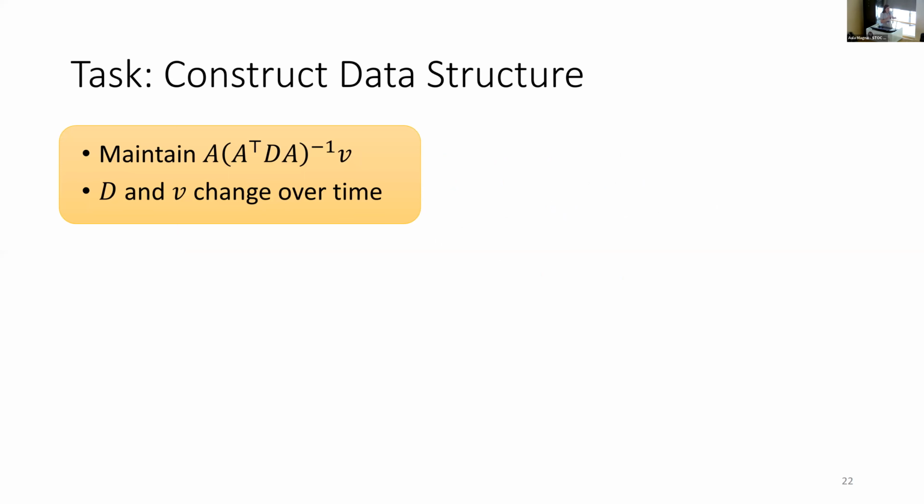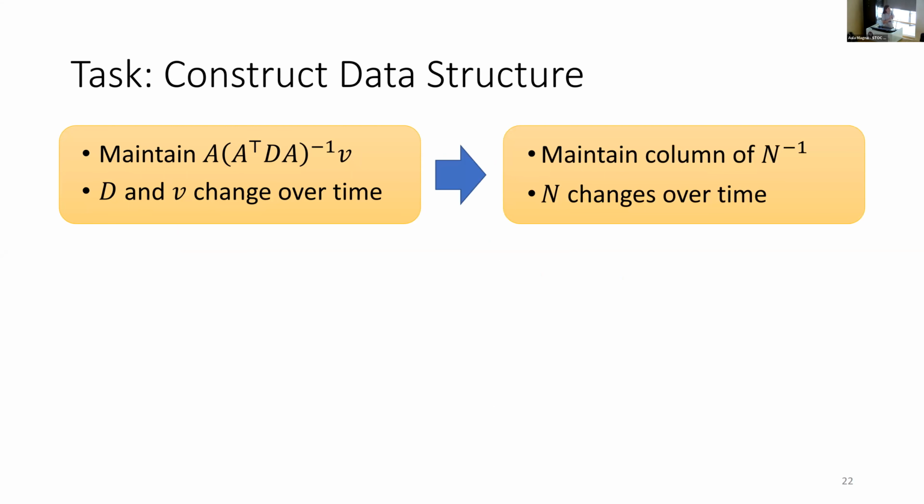So let's summarize, right? We want to maintain the value of this expression up there. And we say D and V is going to change over time. Since this expression looks a bit scary, we first want to reduce it to a simpler problem. What we're going to do is reduce this to the case where we just need to maintain an inverse. So we don't care about the formula anymore. It's just matrix inversion. And this matrix that we're trying to invert is the matrix that's now going to change over time.